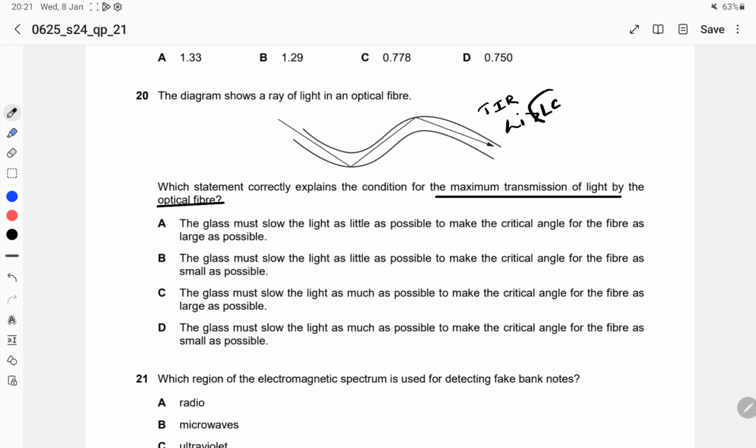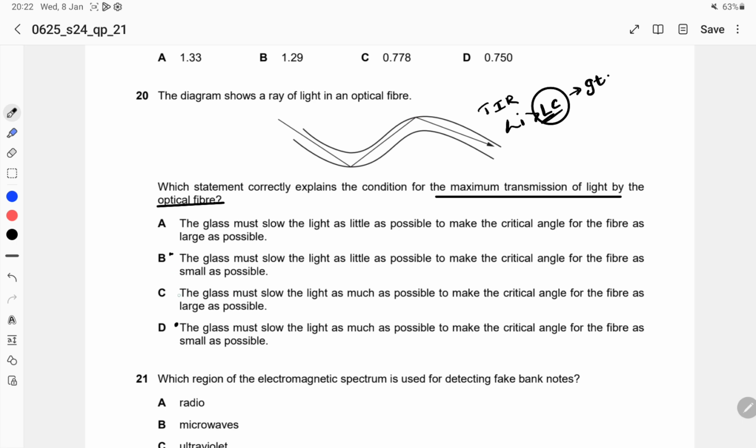Now this critical angle is exactly like your grade threshold. If your grade threshold is higher, fewer chances for students to clear the exam. But if your grade threshold is lower, more chances for students to secure an A star, right? Which means for more TIR to take place, my grade threshold, which is my critical angle, has to be less. So let's look at the options. Critical angle to be as less as possible.